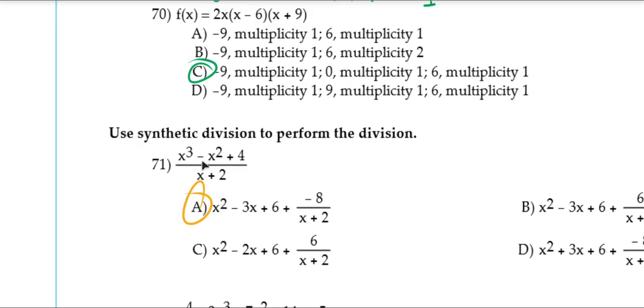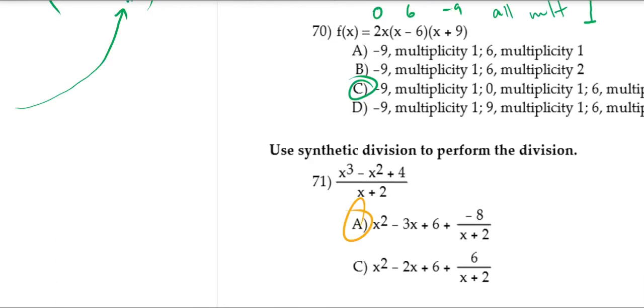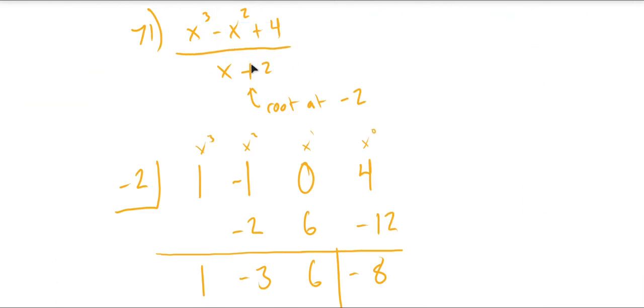71 asks us to do some synthetic division to carry out this quotient here. Let's remember that to do synthetic division, we need to know, first of all, what is the root of this term? x plus 2 has a root at minus 2, because minus 2 would make this 0. And that's what we want to put in this little box here.